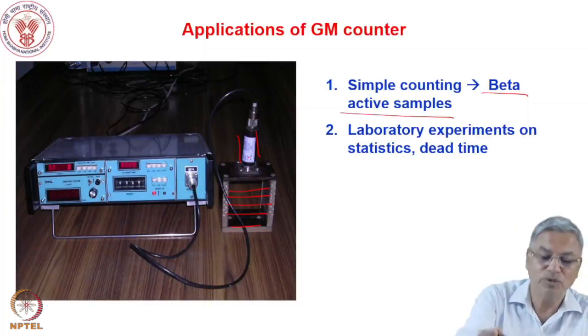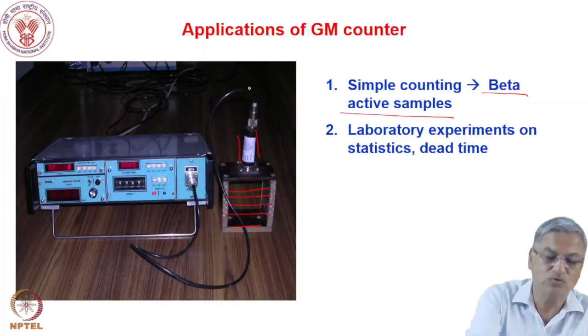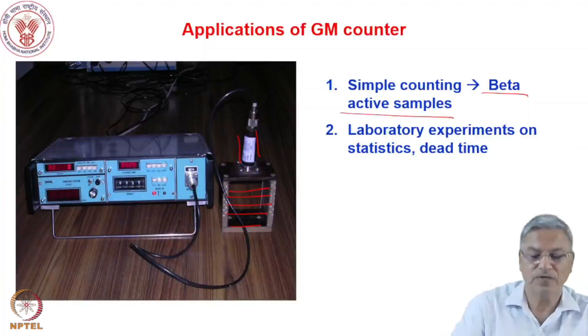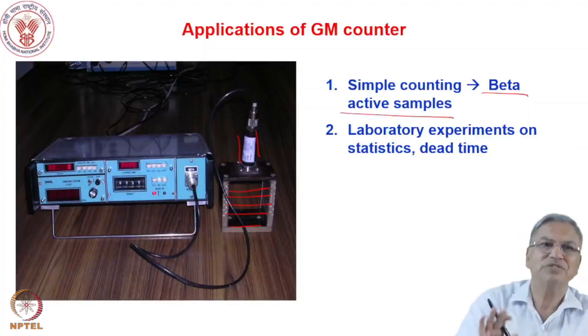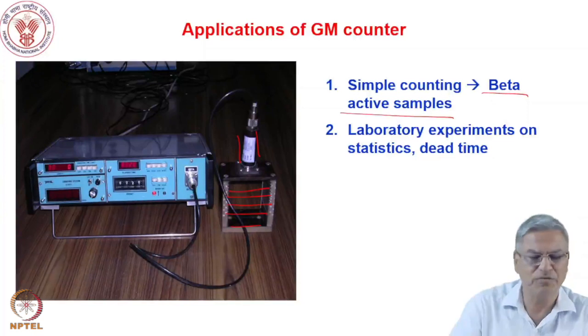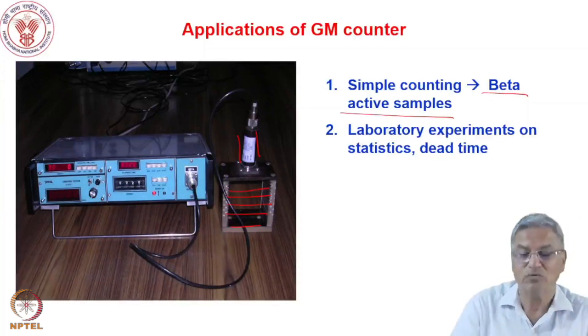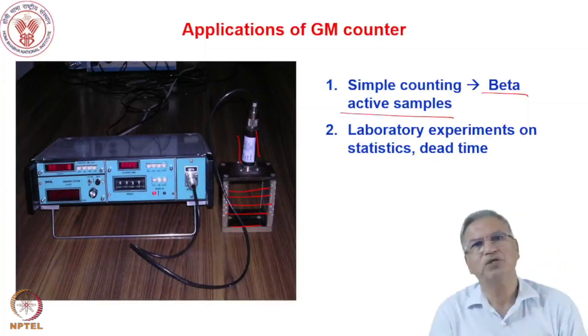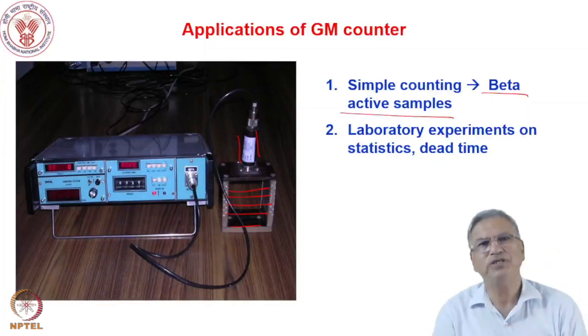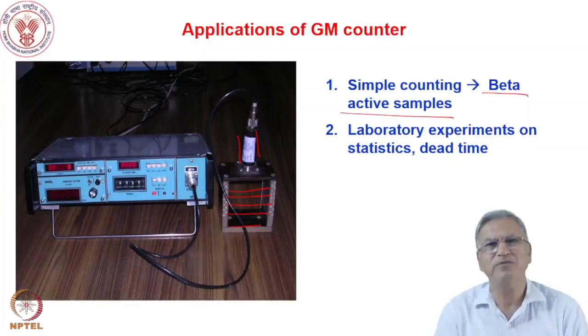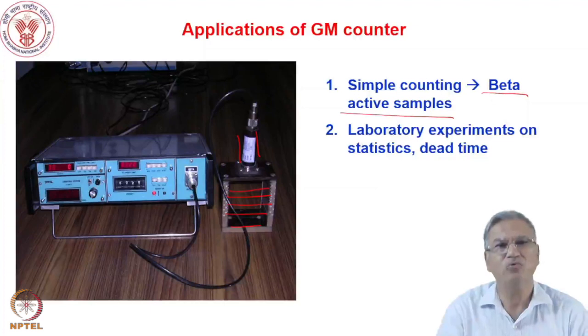And you can see there is no amplifier. You straight away take the signal to this counting unit, and you can apply the voltage. This is very low cost instrumentation, maybe about 50,000 rupees. You can even now get a Geiger-Müller counter. These instruments are very commonly used in the laboratory for demonstrating experiments on statistics. And if it is a pure beta source, you can even count the activity.